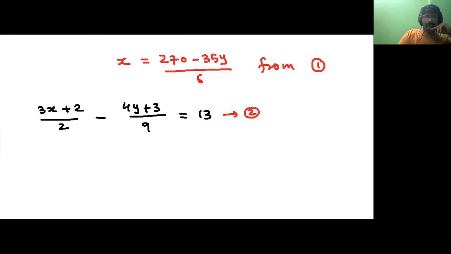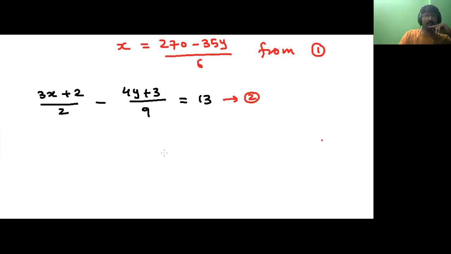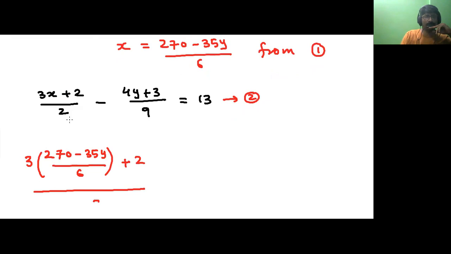So now listen very carefully. First of all, pay attention on the screen, understand what I'm doing, and then try solving on your own. 3 times, what is the value of x? 270 minus 35y upon 6 plus 2 whole thing upon 2. Did you understand how I've written this first fraction? And then the rest of the thing, I'll just copy paste. The rest of the things, I'm just copy pasting. Copy and paste. I hope you got this.